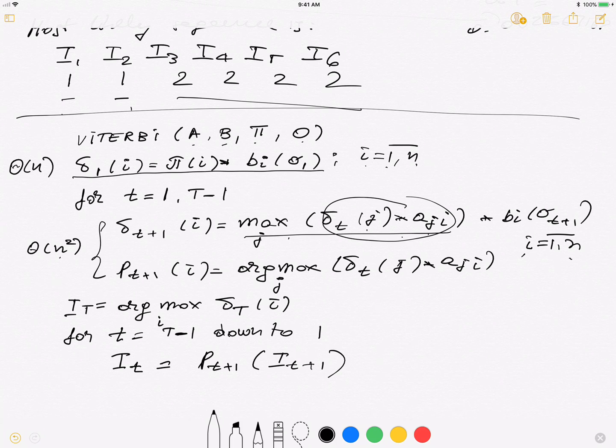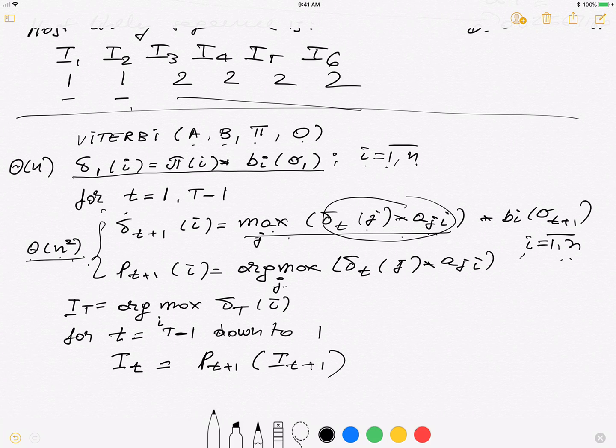One n coming from calculating the maximum, or the argument is the same. I can do these two simultaneously, right? And the second n coming from repeating that for each i. So this is theta of n squared for each t.